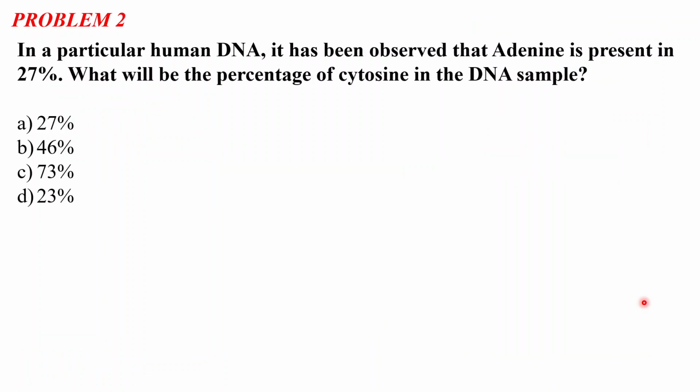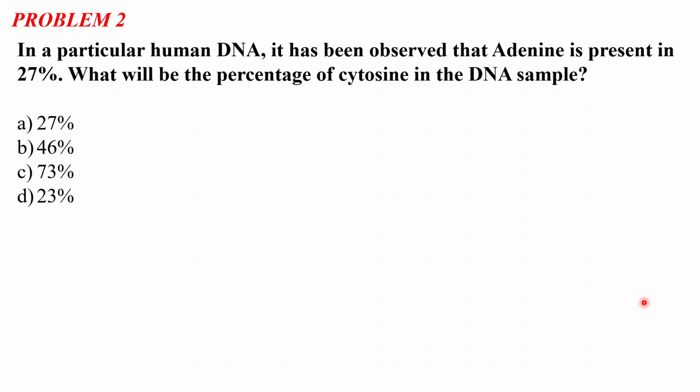So, problem number 2, it is a mathematical question. It is a little bit of math in this question. It is said that in a particular human DNA, it has been observed that adenine is present in 27%. So, what will be the percentage of cytosine in the DNA sample? The options are: A, 27%; B, 46%; C, 73%; and D, 23%.